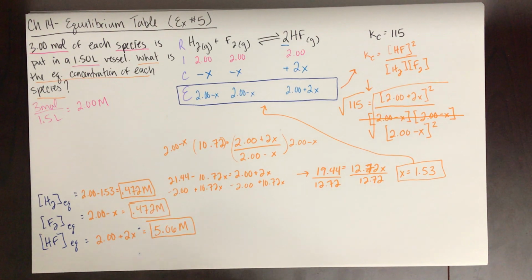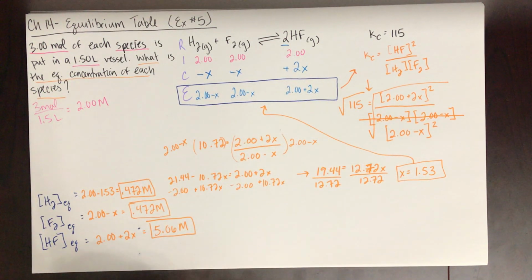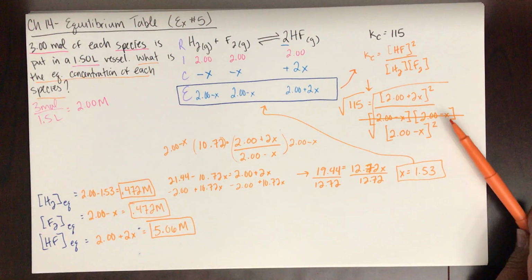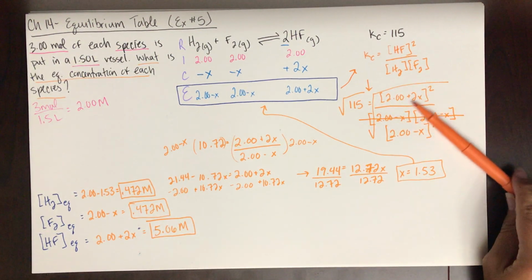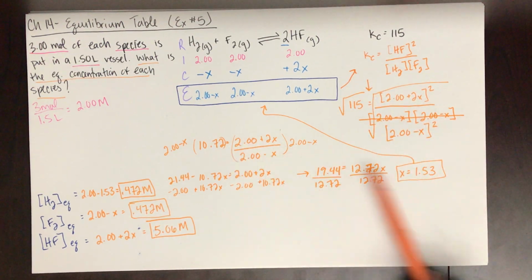So another example of using an equilibrium table to solve for equilibrium concentrations. This one was a little different because we did have an initial concentration of the product. We were able to see that this was a perfect square, so we could take the square root of both sides and be able to solve for x without using the quadratic formula.